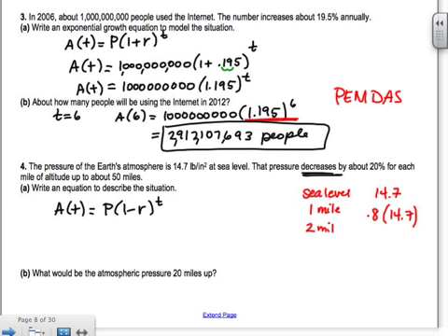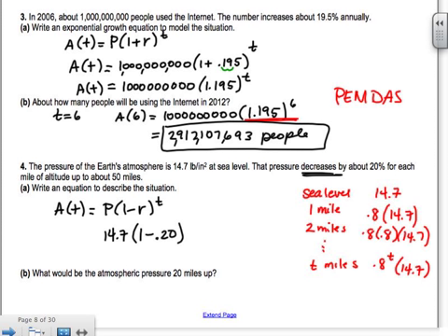2 miles, you do it again. You do 0.8 times 0.8 times 14.7. So it's 0.8 squared. So t miles up would be 0.8 to the t times 14.7. Okay, that's where this equation is coming from. P is your 14.7, your original pressure. Your rate is 1 minus 0.20. That's how you got the 80%, 0.8, or 1 minus 0.2, you could write. And t, we don't know. Okay, so A of t equals 14.7 times 0.8 to the t.